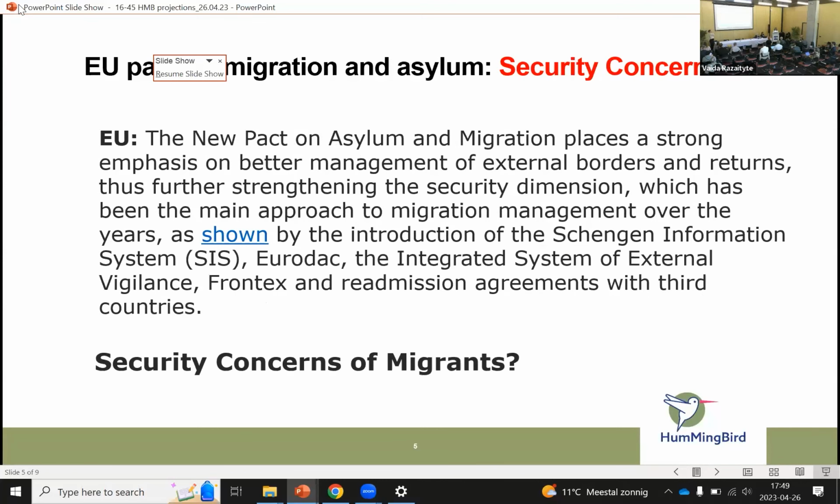And the second part that I will talk about is the security concerns. It's important to consider that the security concerns reflected or addressed in the pact are from Europe's perspective. So what are the security threats for Europe? It is talking about different Schengen systems like the Schengen Information System, the Eurodac, and you can even link to IIASA. So it's really about the external borders.